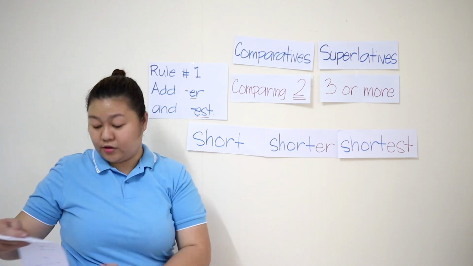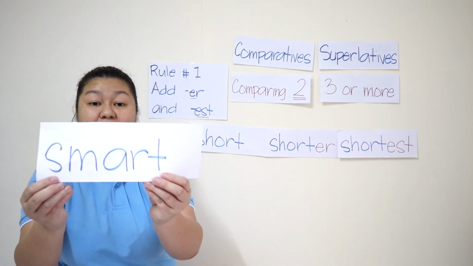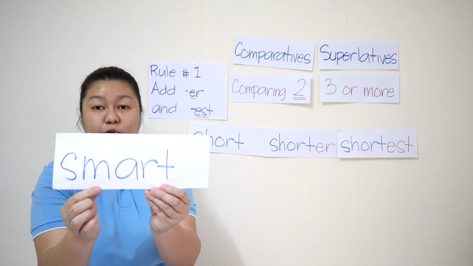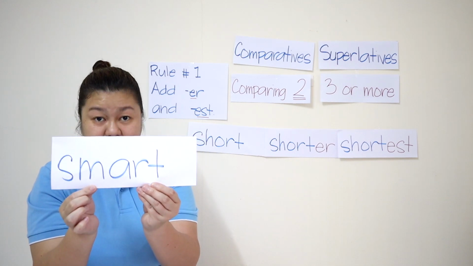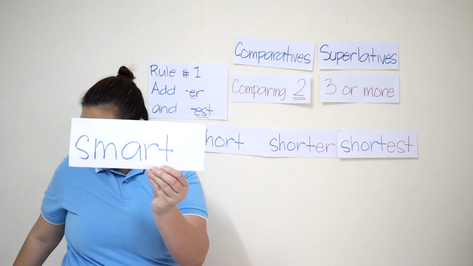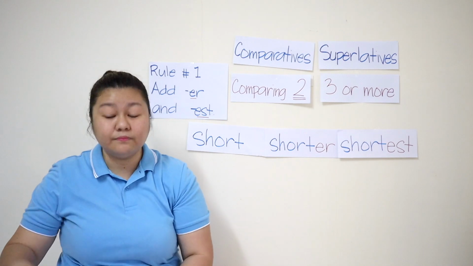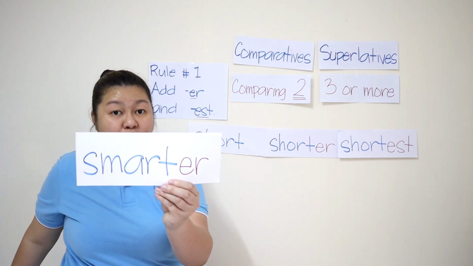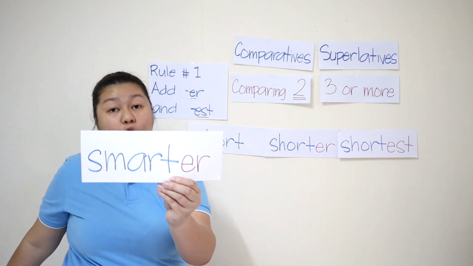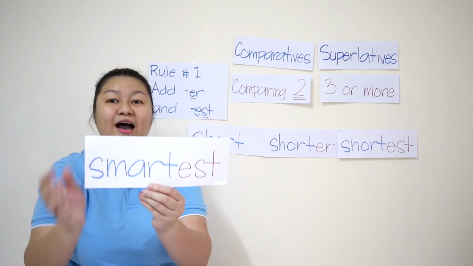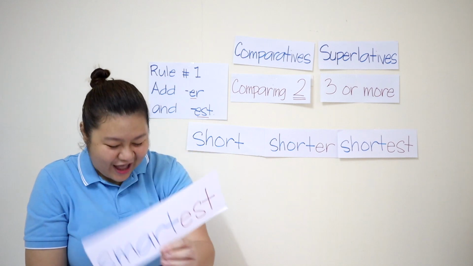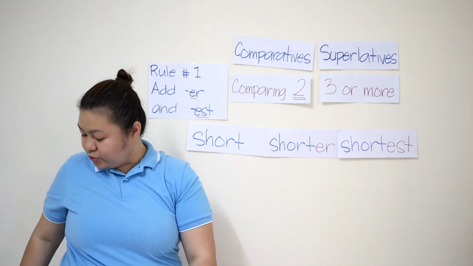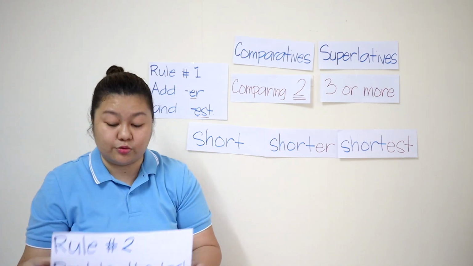Another example. Smart. So the word smart, then the comparative form will become smarter, and then for the superlative form, it becomes smartest. That's right.